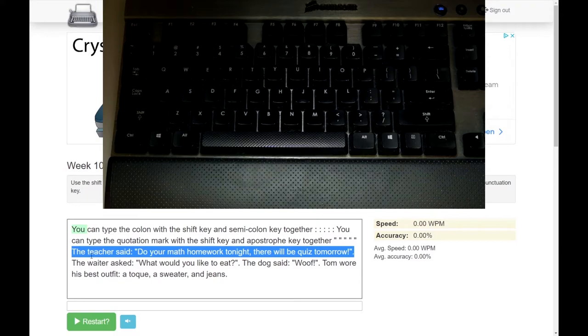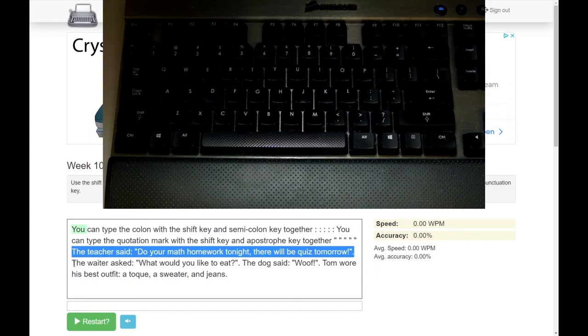If we want to type what the teacher is saying, we can start with the colon key. Remember, the colon key is the one that has the two periods. Then we use the quotation marks to begin what they say. The teacher is saying, "Do your math homework tonight. There will be a quiz tomorrow." At the end of what the teacher is saying, we put another quotation mark. So we use the quotation marks to sandwich what the teacher or whoever is saying something.